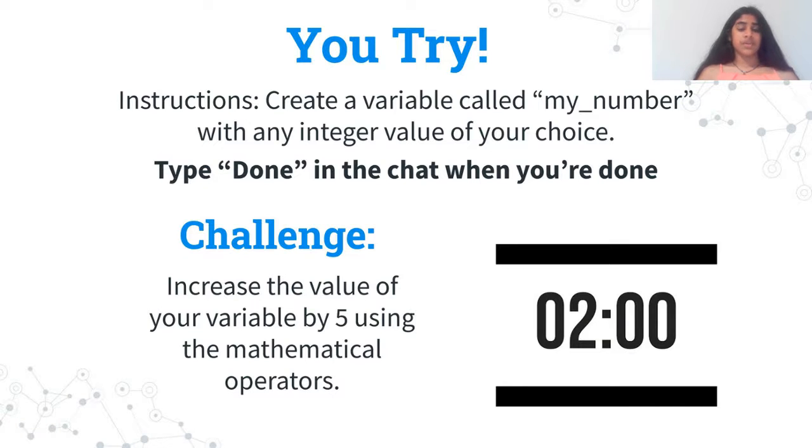Let's do the you try. Instructions: create a variable called my_number with any integer value of your choice. Remember, an integer value is a number that doesn't have decimals, fractions, or mixed units. And then the challenge is to increase the value of your variable by 5 using mathematical operators. So don't just change the value to add 5 to it, but actually use math to try to figure that part out.